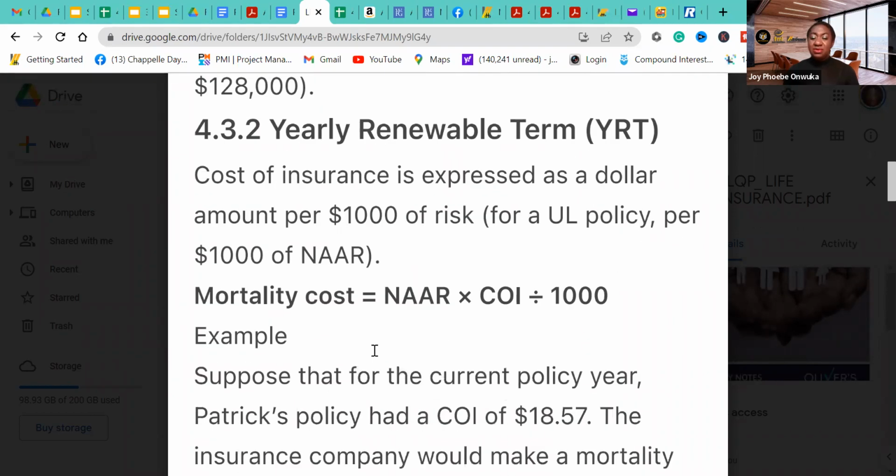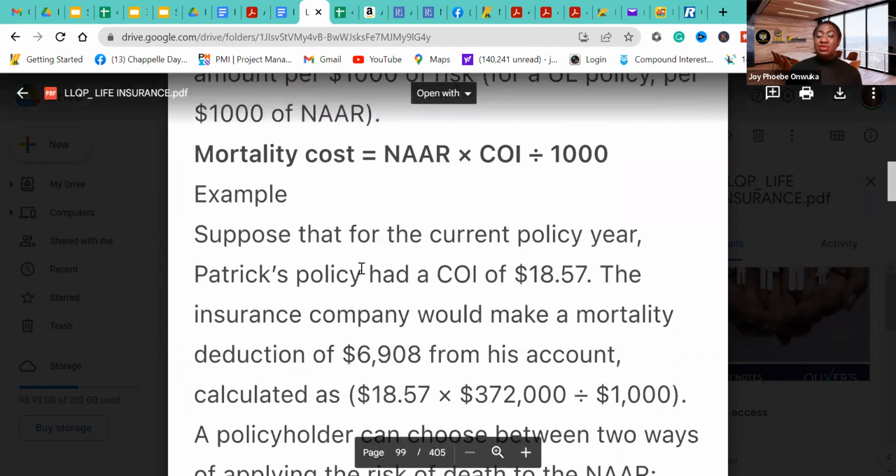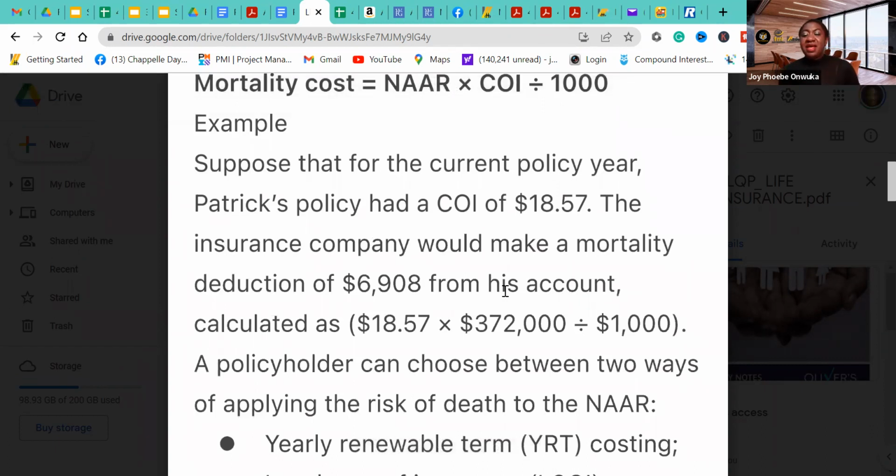Now, mortality cost is equal to net amount at risk multiplied by cost of insurance divided by 1,000. So we've seen NAAR, how to get it, and now mortality cost is equal to NAAR, which is net amount at risk, multiplied by cost of insurance divided by 1,000. Example, suppose that for the current policy, a purchased policy has a cost of insurance of 18.57, and the insurance company will make a mortality deduction of 6,908 from his account. This is calculated as NAAR, 372, times 18.57, divided by 1,000, okay?